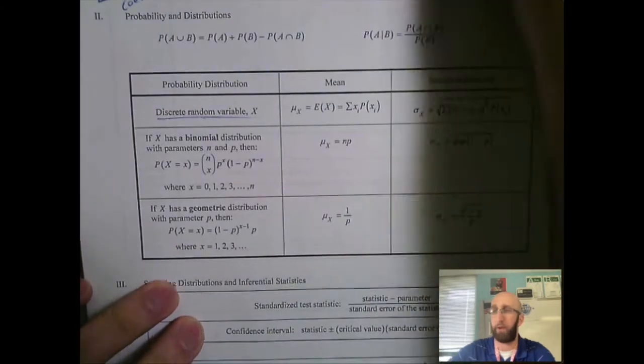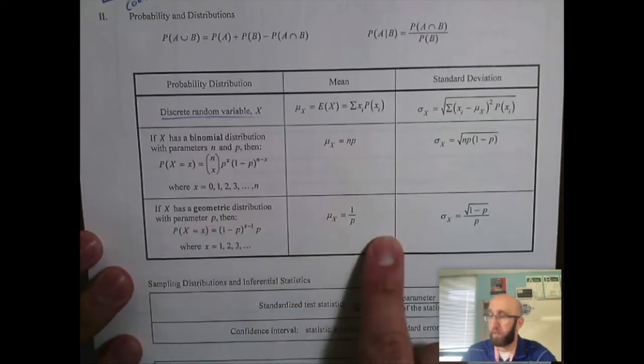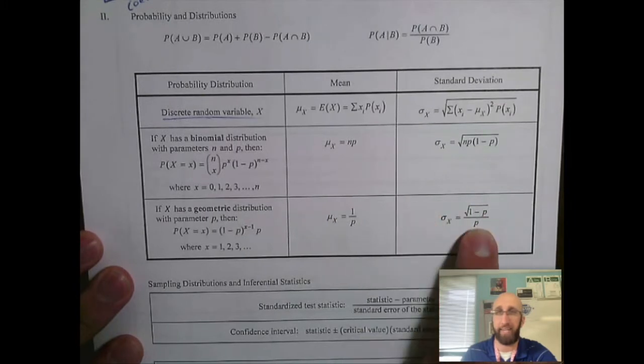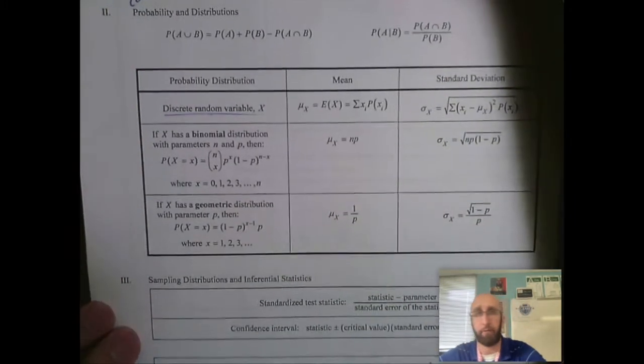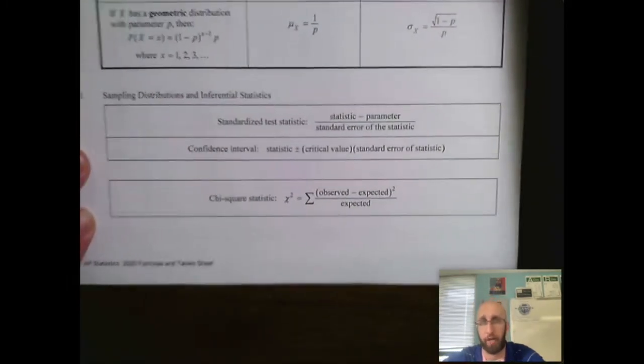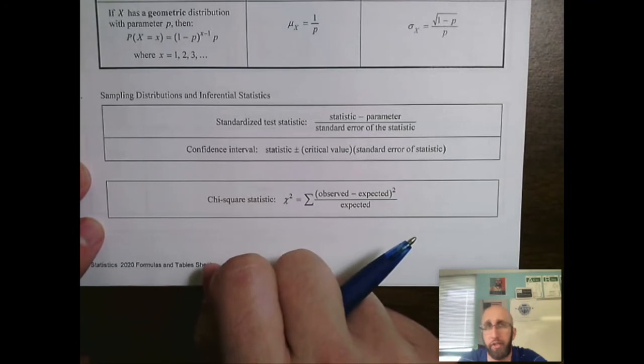Geometric is all about your first success. I'm going to keep doing something over and over again till I hit my first success. That is a geometric setup. So you could find its expected value, you could find its standard deviation. Then the AP formula sheet really jumps in and opens up a lot of things here. It's going to get into your sampling distributions and inferential statistics.